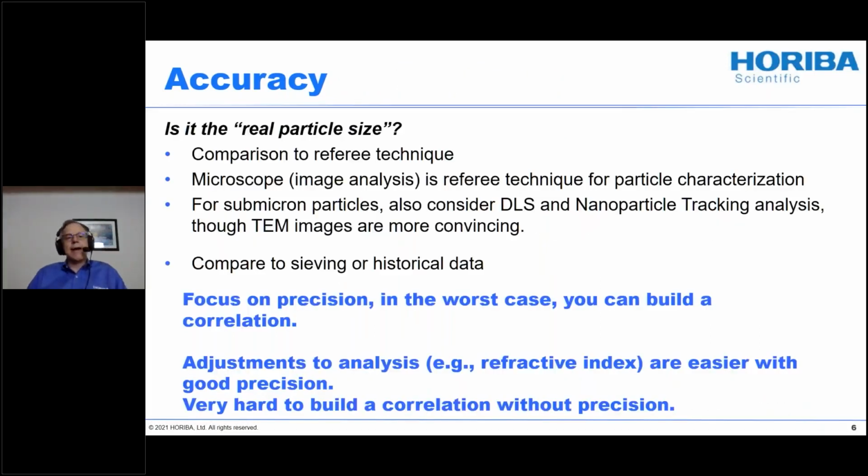Okay, so accuracy. Is it the real particle size? Well, most particles have a bunch of different dimensions. If you look at your phone, for example, there's not one number that describes the size of your phone. And it's much the same with particles with irregular shapes. So you're going to pick one number and say, hey, this is the real number. And you might measure a different number, particularly with laser diffraction.